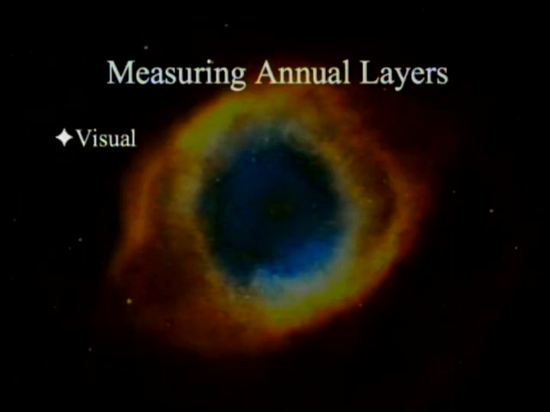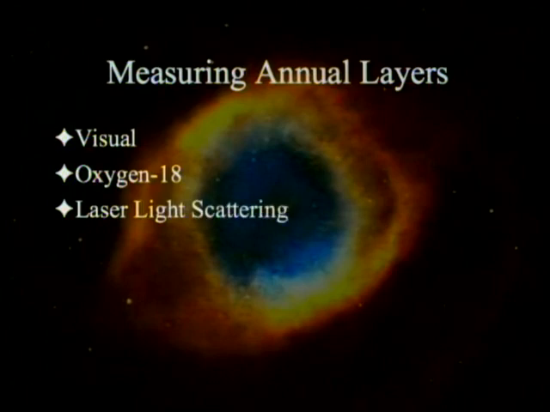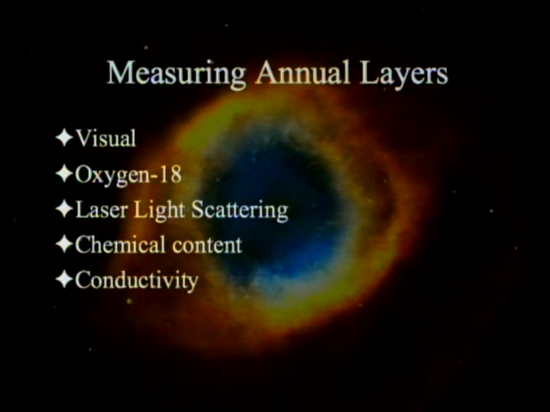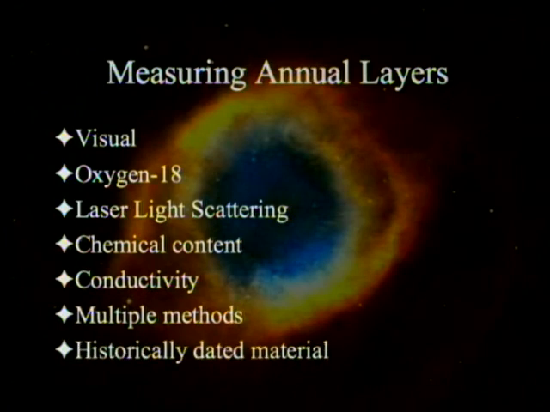Well, how do you measure those annual layers? Well, the obvious thing to do is measure them visually, right? You can also do oxygen 18, laser light scattering, which is kind of a visual, only using a machine to do your vision. Chemical content: sodium, potassium, calcium, sulfate ion. Conductivity, which usually varies with the acidity of the ice. And of course, you can try to correlate multiple methods. And finally, the best and most reliable way of doing it is historically dated material.